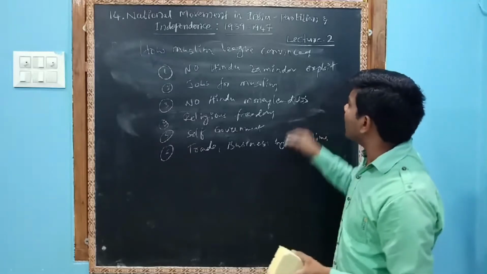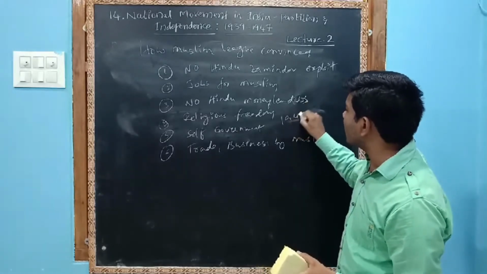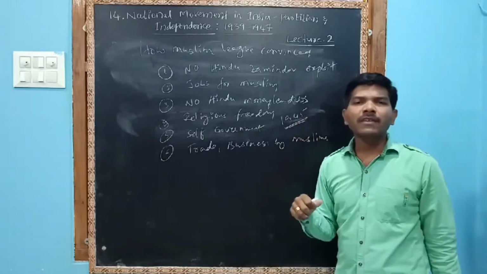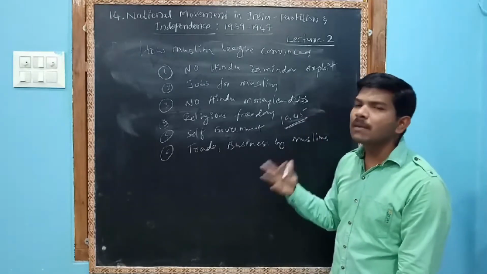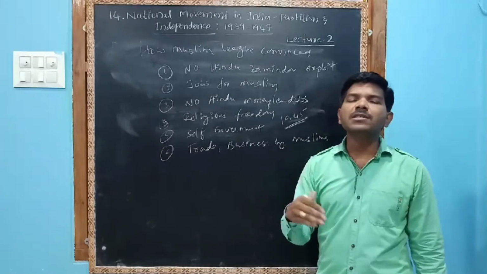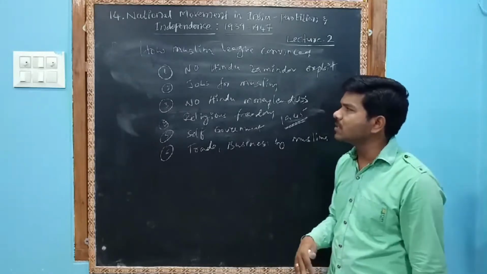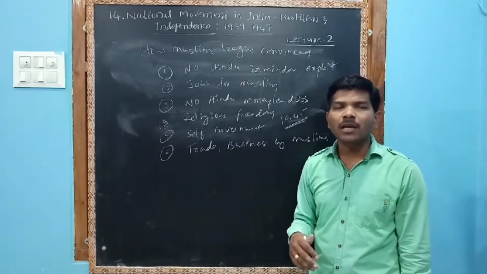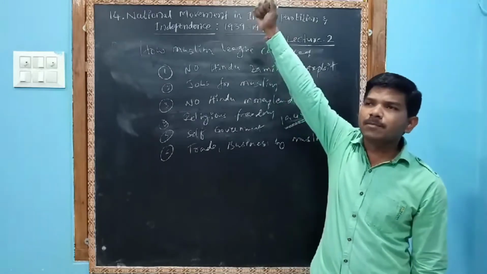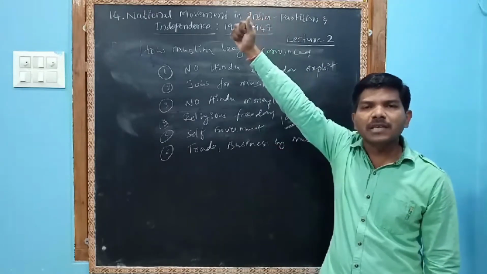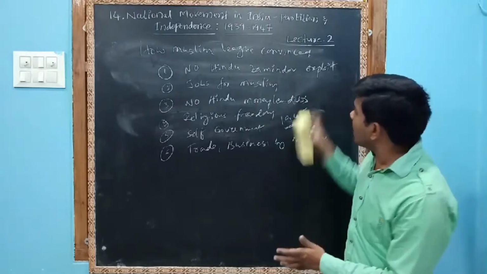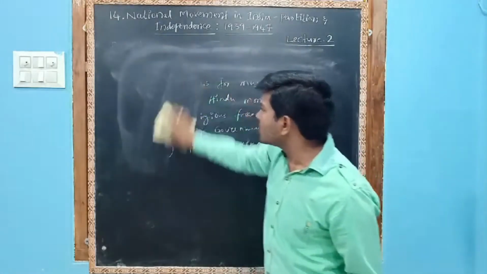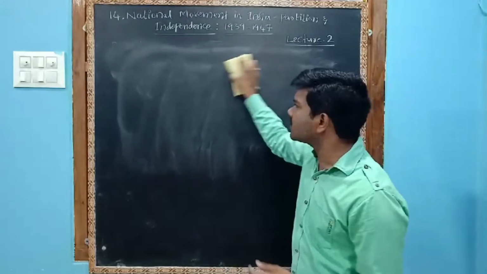And finally, by 1945, the Muslim League had convinced most of the masses, and the majority accepted. They raised the slogan for a separate Pakistan. How was the Muslim League able to convince them? Let us see.